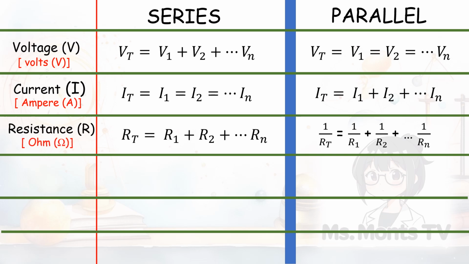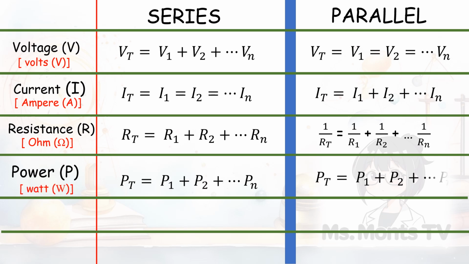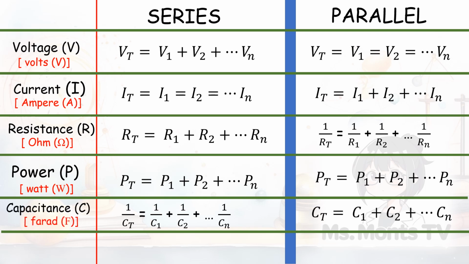Resistance: in series, R total equals R1 plus R2 plus however many R there are. And in parallel, 1 over R total equals 1 over R1 plus 1 over R2. For power, that's just the total power of the circuit. Capacitance: in series, 1 over total capacitance equals 1 over C1 plus 1 over C2. And the total capacitance in parallel is C1 plus C2 plus C3.